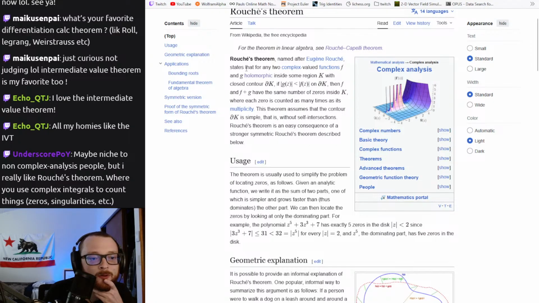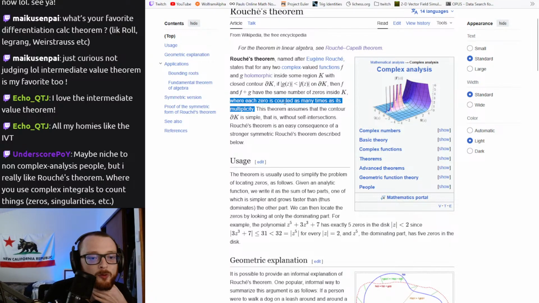For any two complex valued functions f and g that are holomorphic inside some region K with a closed contour dK, if the absolute value of g of z is bounded above by the absolute value of f of z, then f and f plus g have the same number of zeros inside K, where you count them according to the multiplicity. Which is kind of crazy.